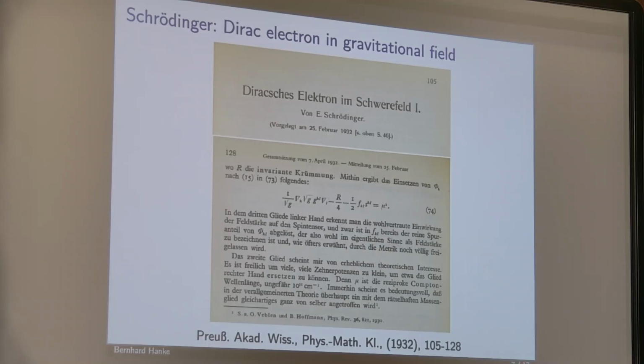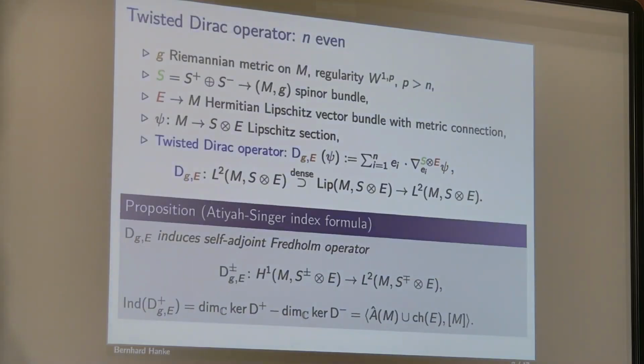But it appears already, and this is really remarkable because Schrödinger did this computation without the very nicely developed machinery of principal bundles and spin geometry that we are used to today. He does this in local coordinates. But this is the origin of this formula. And now let's go on.